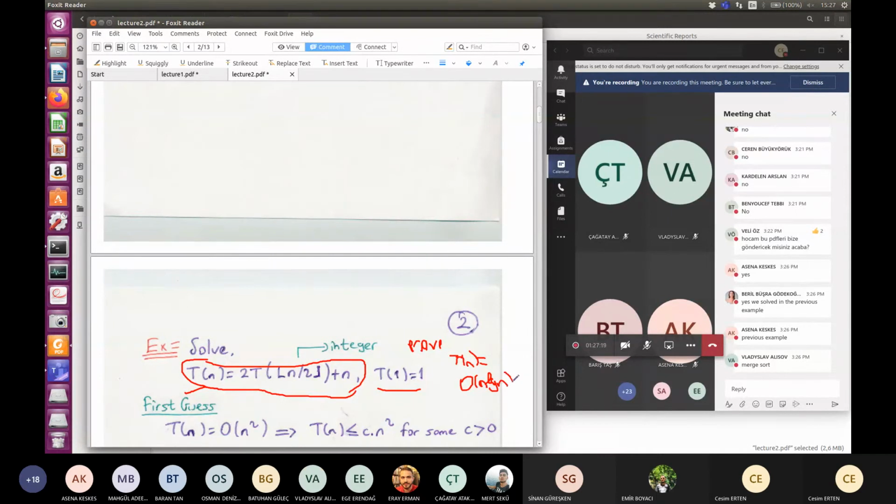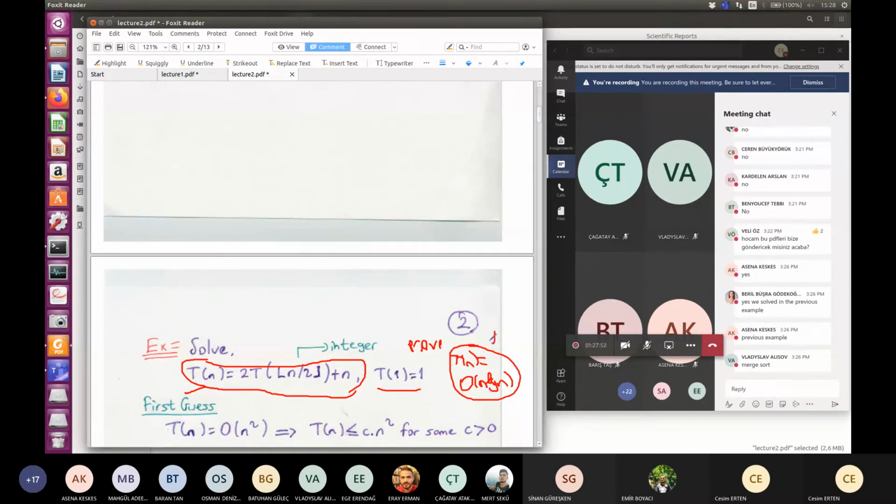Notice that if I prove that T of n is big O of n log n, and I also prove that T of n is big omega of n log n, that means that T of n is theta of n log n, because theta means that the function itself is at the same time upper bounded and also lower bounded by the given g of n. Okay, but for now, let's say that given the recurrence, we want to prove that T of n is equal to big O of n log n.